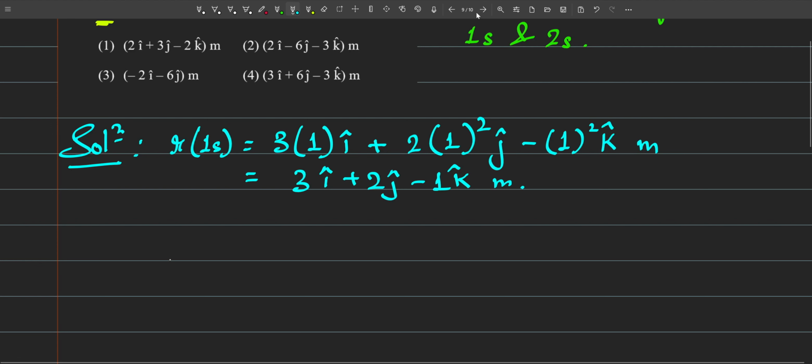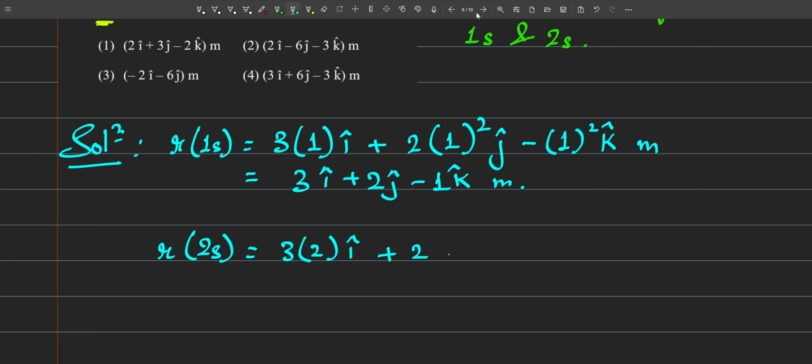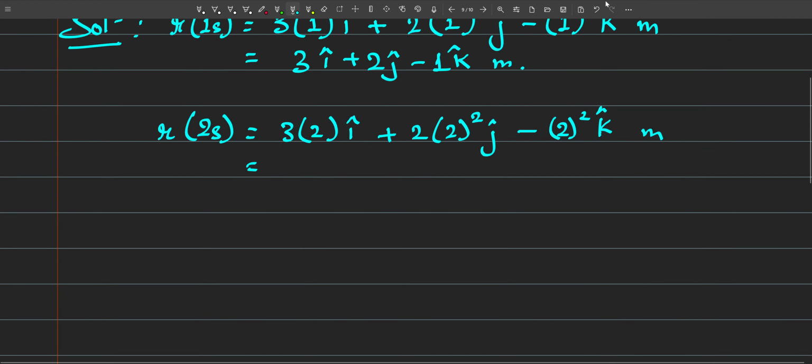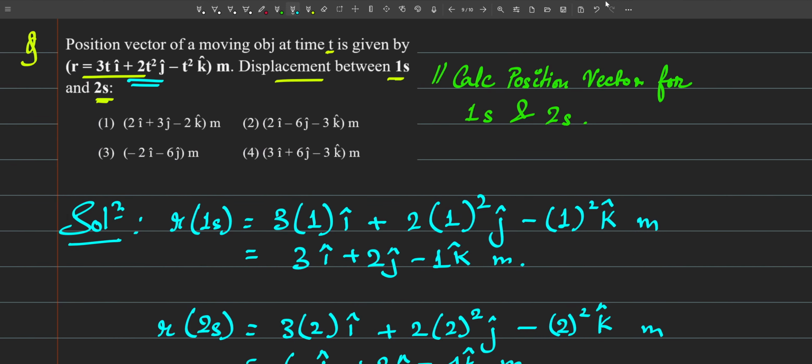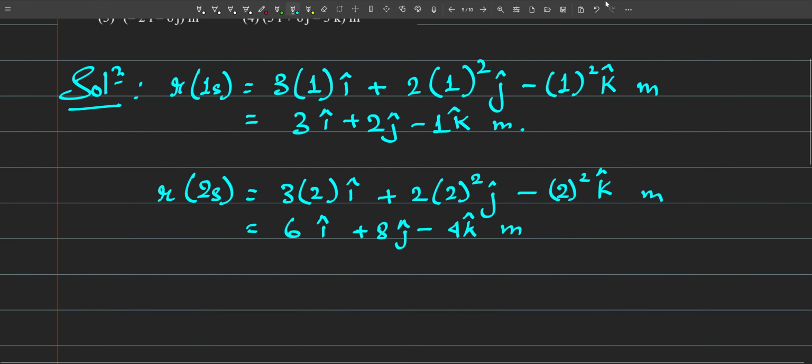Now similarly, we'll do the same for 2 second. Our position vector at 2 second will be equal to 3 into 2 i cap plus 2 into 2 squared j cap minus 2 squared k cap meter. If you solve this, we'll get 6i cap plus 8j cap minus 4k cap meter. Now we are asked to find the displacement, which can be easily found.